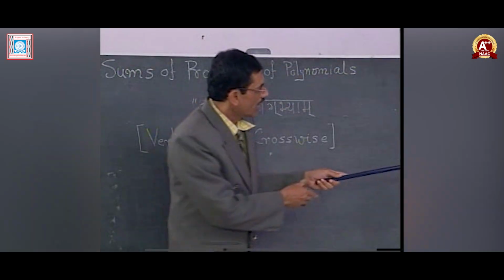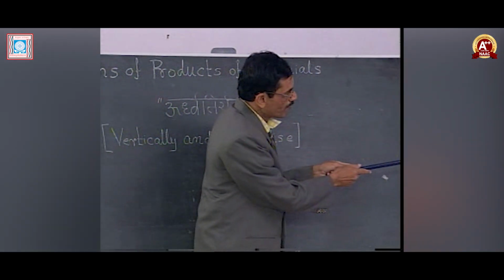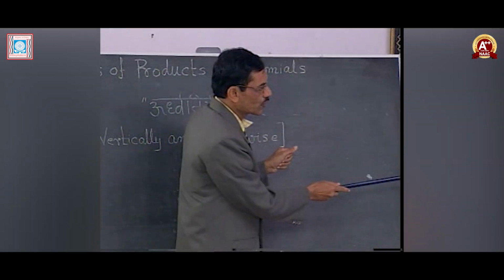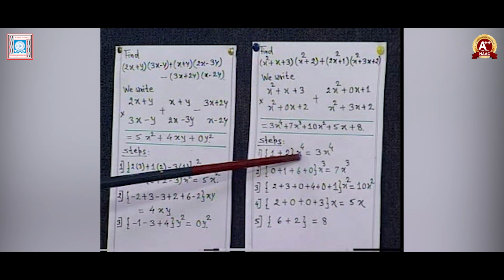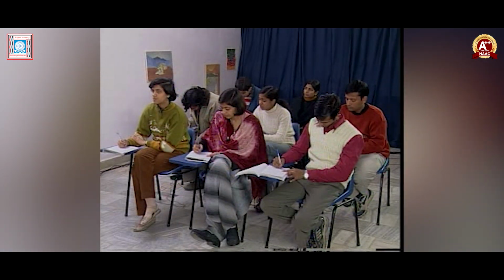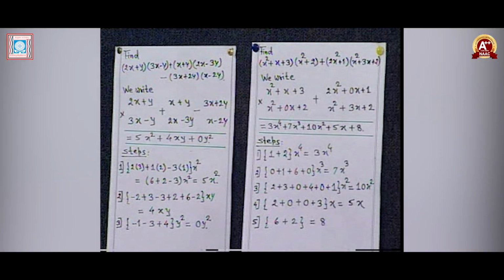Start. I start with the first. 1 into 1, 1 plus 2 into 1, 2. That gives 1 plus 2, x to the power 4 equal to 3 times x to the power 4. Now second one. Second will be 1 into 0, 0, plus 1 into 1.